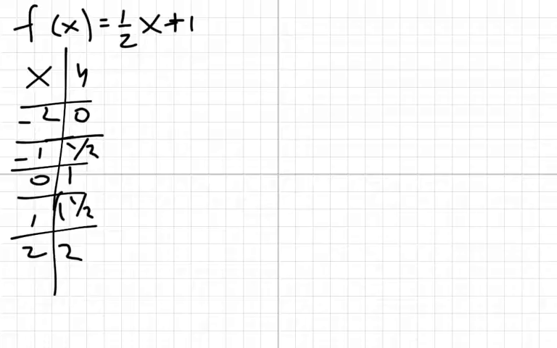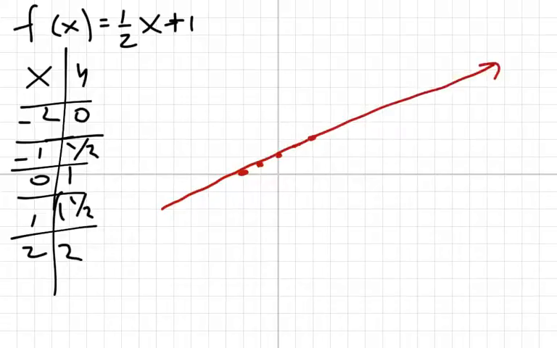Let's plot it with red. Negative 2, 0, negative 2 on x, 0 on y. Negative 1, a half, around there, actually lower than that. 0, 1. 1, 1.5. 2, 2. And that's my line. It's a really slanted line. Okay, I flip those values for my inverse.